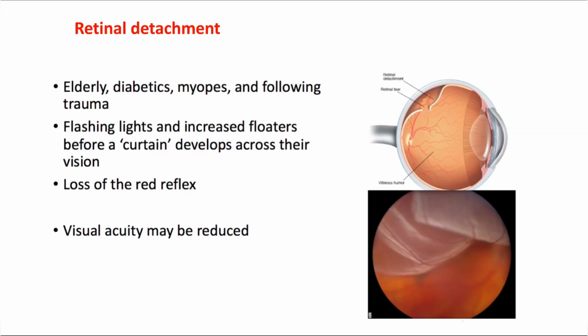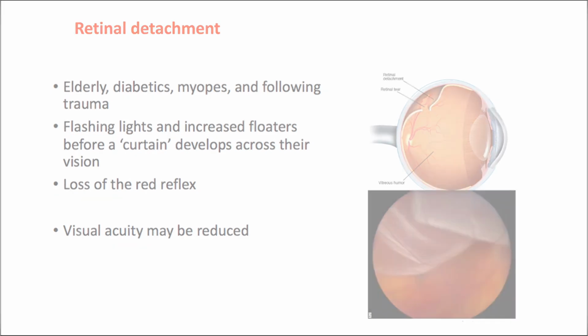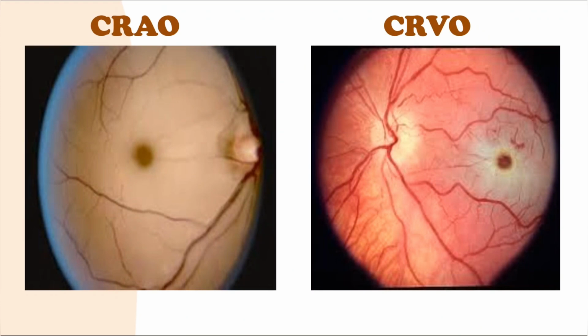Retinal detachment sometimes happens. So this is the retina. It detaches from the surrounding area. There will be a tear. It usually happens in elderly, diabetic patients, myopes, or following trauma. There are flashing lights and increasing floaters, and the patient then feels that a curtain develops which comes across their vision, and the patient cannot see after that. So as if there is a curtain coming down. There is loss of red reflexes. Visual acuity may be reduced. The patient should be urgently sent for ophthalmic surgery to be decided on.